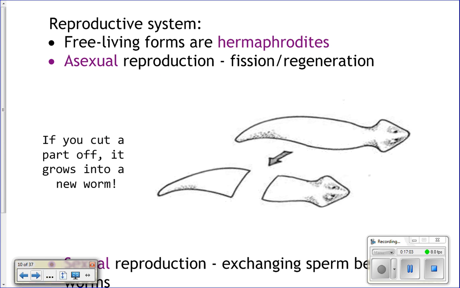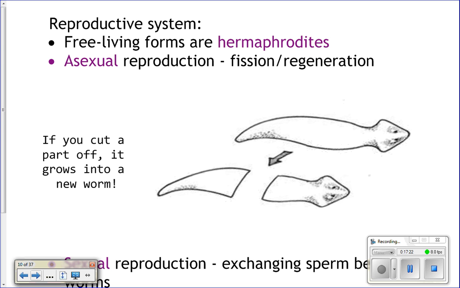Reproduction, how they reproduce. So the free-living forms are hermaphrodites. So the forms of flatworms that move around and find their own food, they're hermaphroditic, simultaneous hermaphrodites. So that means that whenever they find another worm of their same species, they can reproduce.